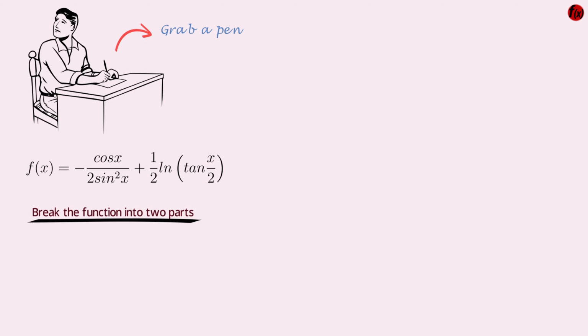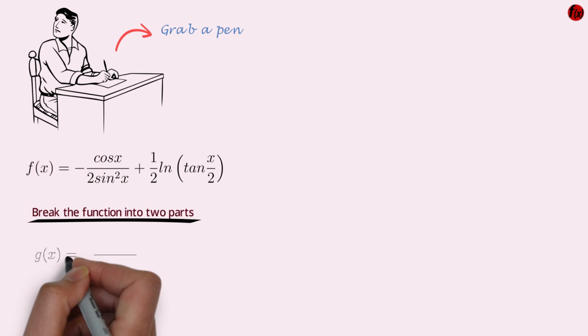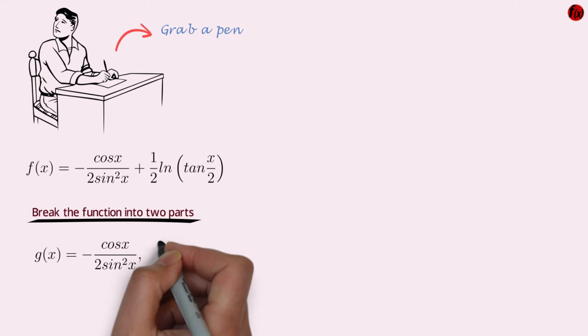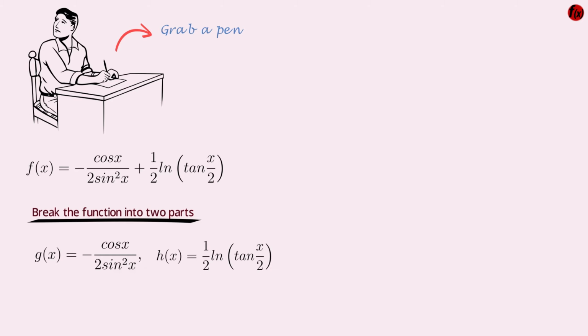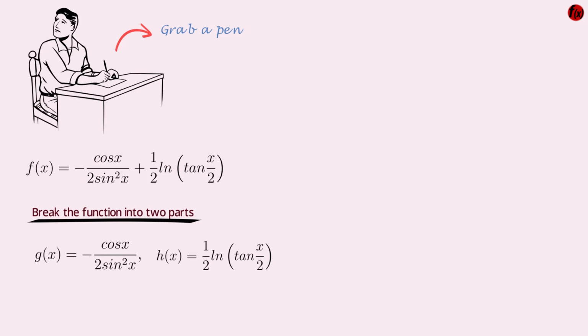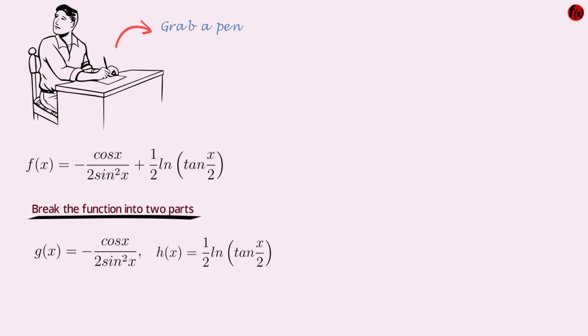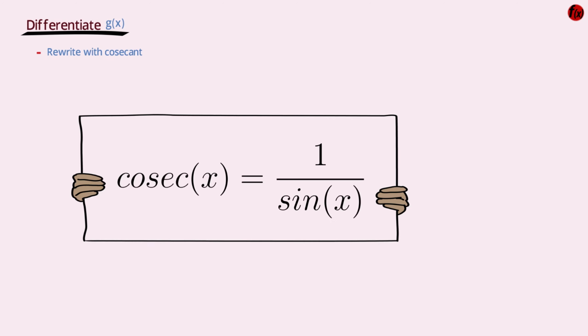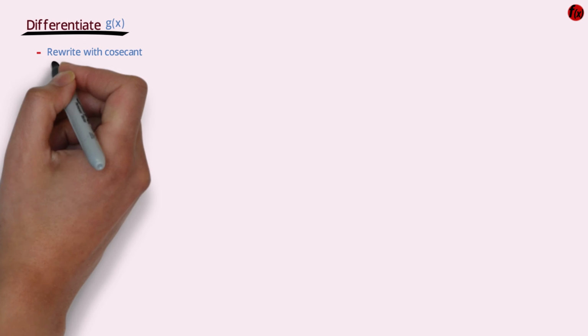First, separate f of x into two easier pieces. We'll differentiate each term individually, then add the results. Rewrite with cosecant. Notice cosec(x) is the reciprocal of sin of x. So we can write.